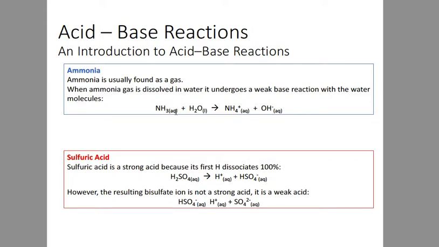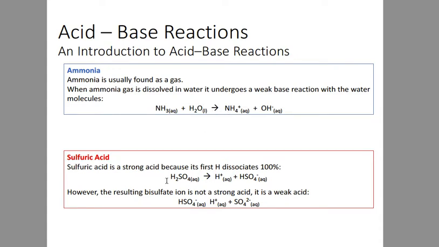So here's NH3 aqueous, because we know it's usually a gas, but once it's dissolved in water, it's aqueous. It's a weak base, which means we're only going to get partial dissociation. So here's our water, and in this case, the water is acting like the acid because it is going to donate a proton. And the NH3 is acting like the base and is going to accept the proton.